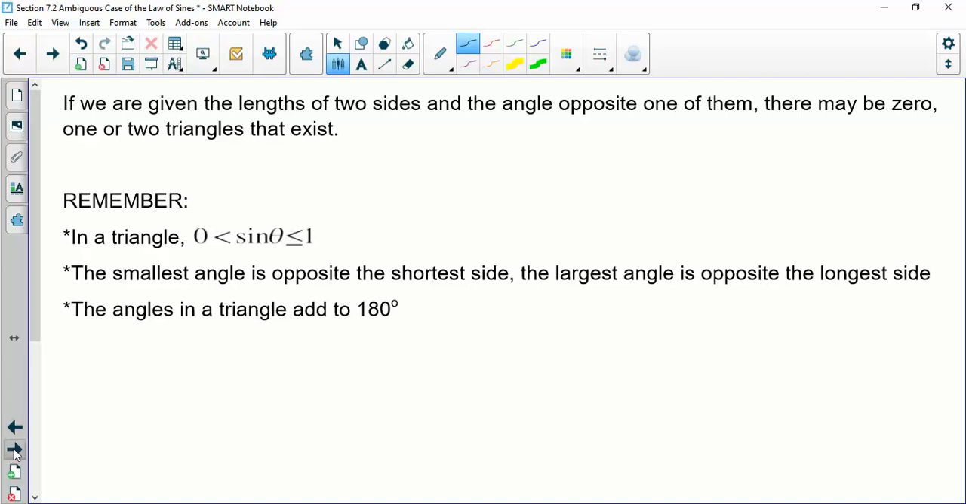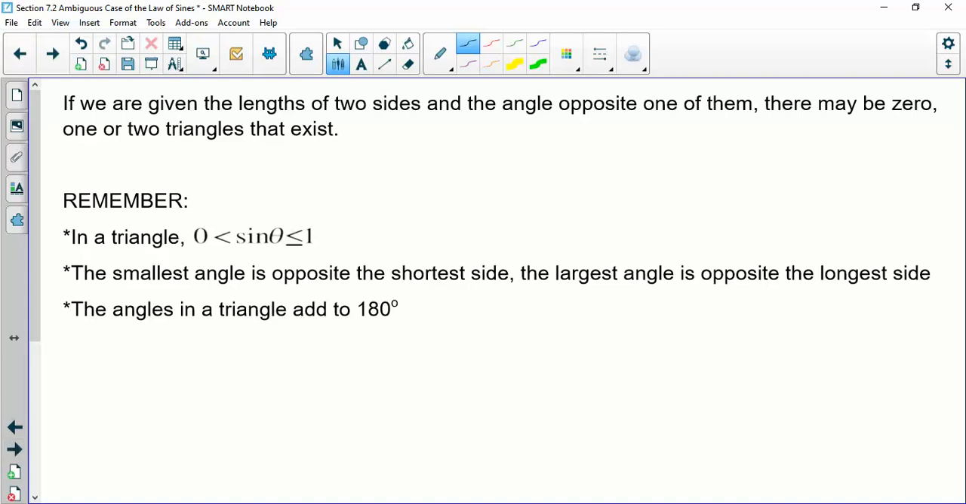So if I'm solving and I get sine of angle A equals 3, what do you think that means? No solution, because can sine be 3? Absolutely not. So that's the case when there's no triangles, if you're solving and you get sine to be something bigger than 1.